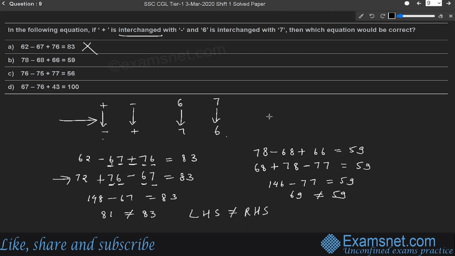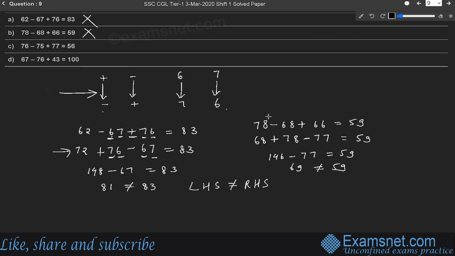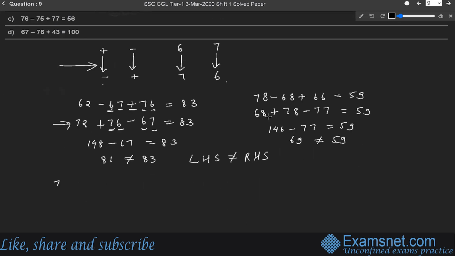All right. So this option is also not correct. Okay. Now considering the third option. Third option is 76 minus 75 plus 77 is equal to 56.